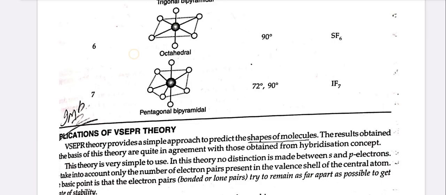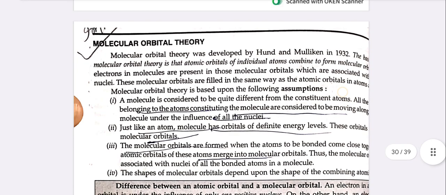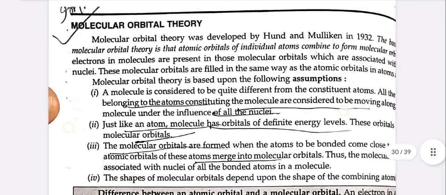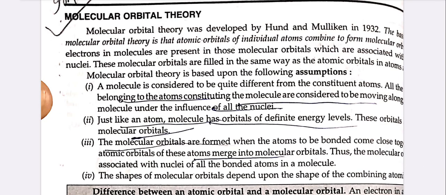MOT, molecular orbital theory. Molecular orbital theory was developed by Hund and Mulliken in 1932. The basic idea of molecular orbital theory is that atomic orbitals of individual atoms combine to form molecular orbitals. The electrons in molecules are present in those molecular orbitals which are associated with nuclei. These molecular orbitals are filled in the same way as the atomic orbitals in atoms are filled.